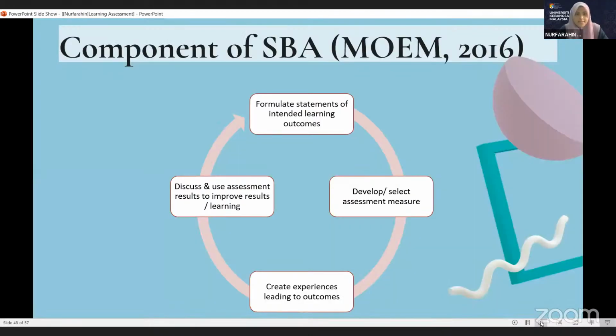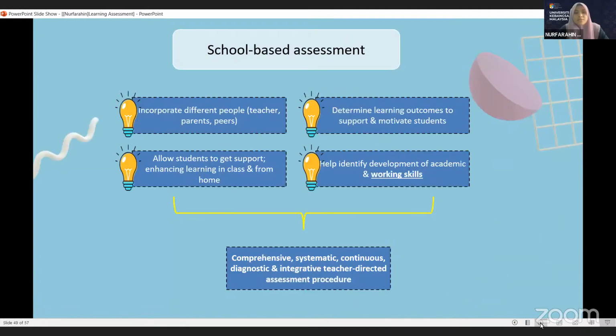Okay, school-based assessment has different components. The first is to develop assessment measures, to create experiences leading to outcomes, and to discuss and use the results of the assessment to improve learning. The first step is to formulate intended learning outcomes. Now, school-based assessment incorporates different people in the assessment process.